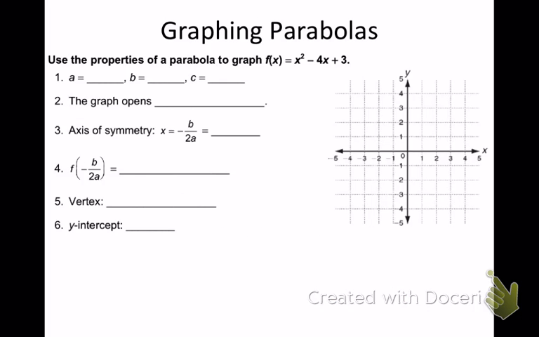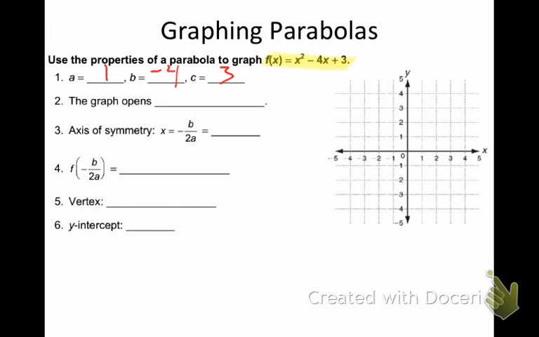So let's look at number 1. It says use the properties of a parabola to graph f of x equals x squared minus 4x plus 3. First thing I want to do is identify my a, b, and c terms. Jake O'Connor, what's my a term going to be in this function right here? A is 1. What's b, Jake? Negative 4. And c? 3. Nice job. 1, negative 4, 3.